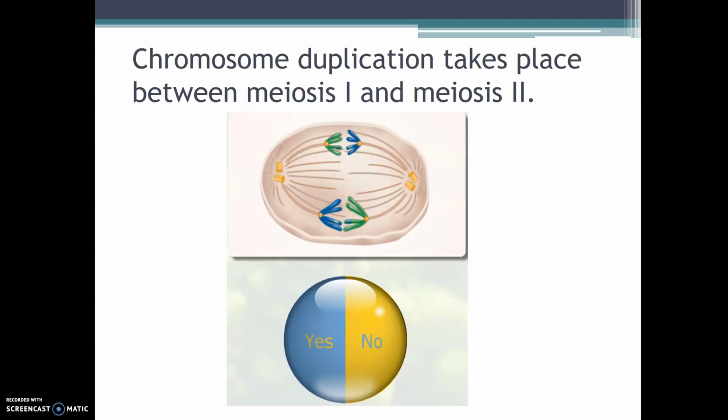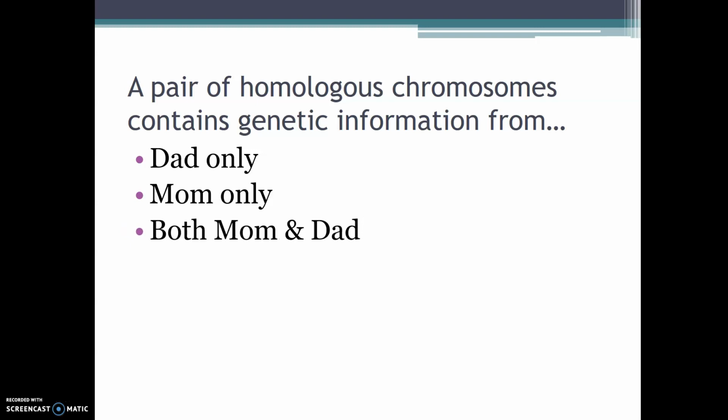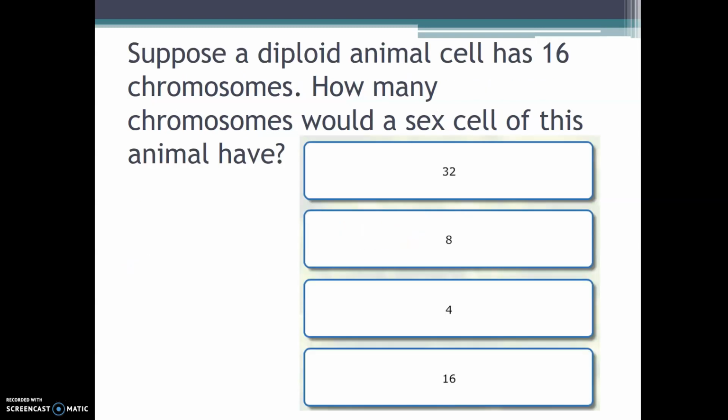Chromosome duplication takes place between meiosis 1 and meiosis 2. Is that a yes or a no? No. Chromosome duplication does not take place between meiosis 1 and meiosis 2. A pair of homologous chromosomes contains genetic information from dad only, mom only, both mom and dad, or neither. Both mom and dad is our answer.